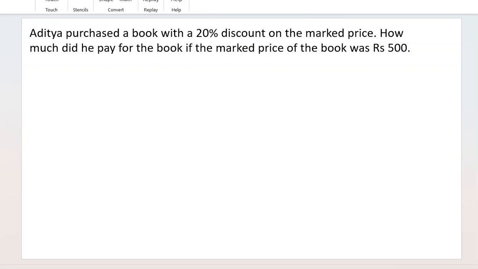Aditya purchased a book with a 20% discount on marked price. How much did he pay for the book if the marked price of the book was 500? Now to solve this question, you need to know the following formula.